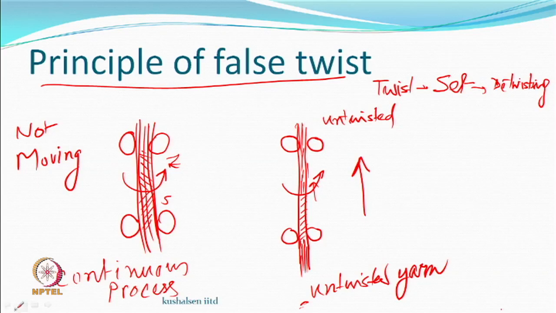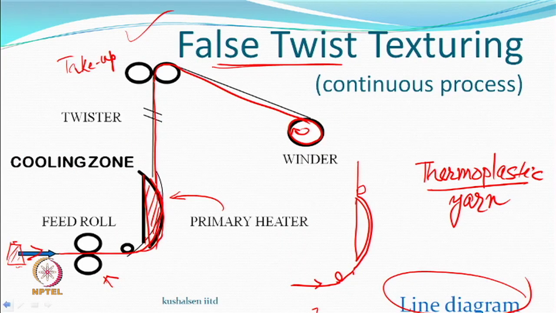So, how do we use this principle in the texturing machine or a false twisting machine? There is a twister here, this is the feed roll, all right, this is the take up roll. In between we are twisting. So, what do you expect? If this is twisting here, the material above this would be untwisted, the material below this would be twisted. So, the twist is actually flowing from this up to the nip of the feed roll. In between what we have done also is there is a primary heater also has been put. The word primary here comes because in a machine we can see there can be a secondary heater also.